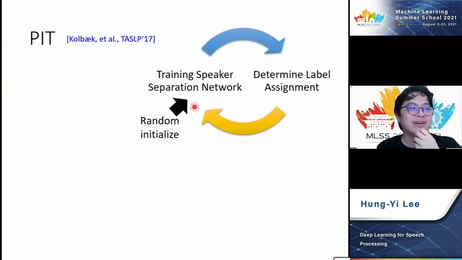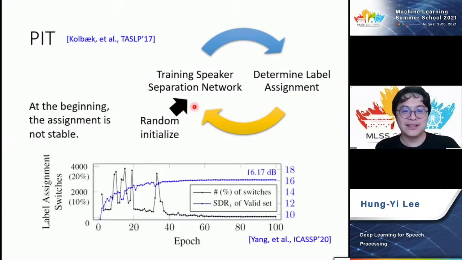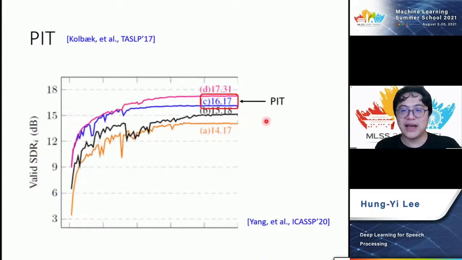There is no theoretical guarantee that this process will converge in the end, but in real implementations, it usually converges. So you can find that this blue curve represents the percentage of switches during the permutation assignment. You can find that in the first few epochs of training, the permutation assignment changed very fast, but it converged in the end. So PIT worked better than the other two approaches. Then why is this one? We do not have time to go through it. You can check the paper yourself.